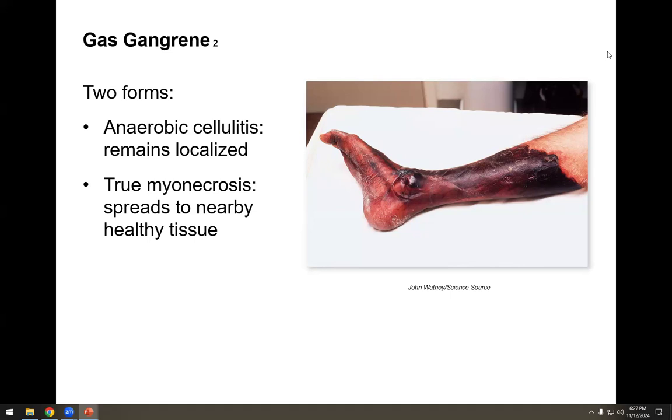So here are two examples of the types of disease associated with gas gangrene. We have the cellulitis version, and we have the myonecrosis version. Cellulitis is going to stay pretty much localized in the upper layers of the tissue.